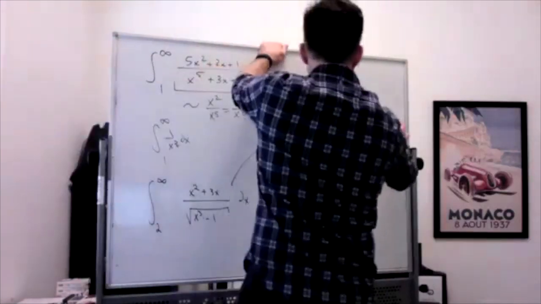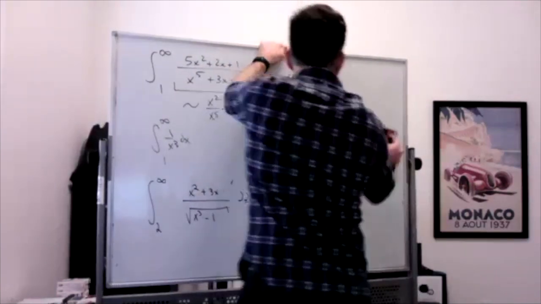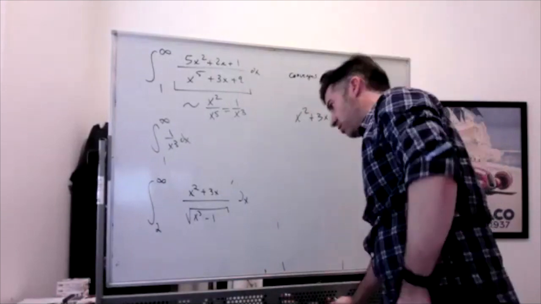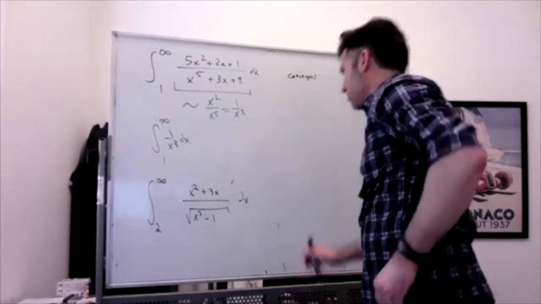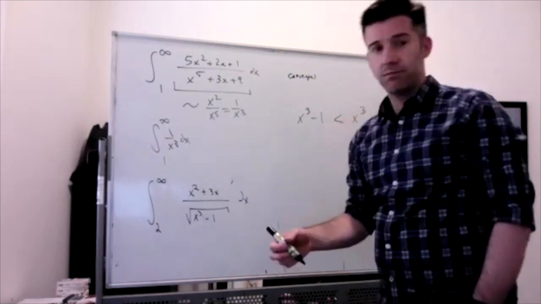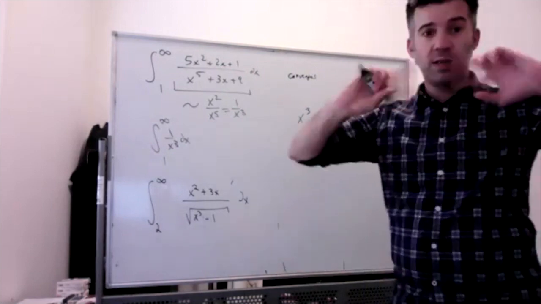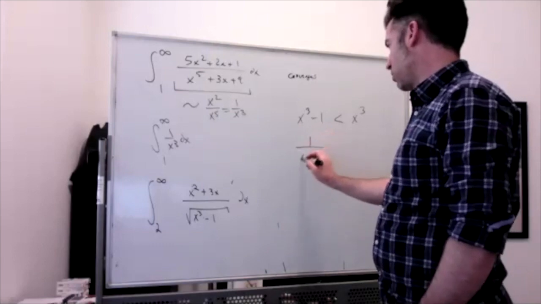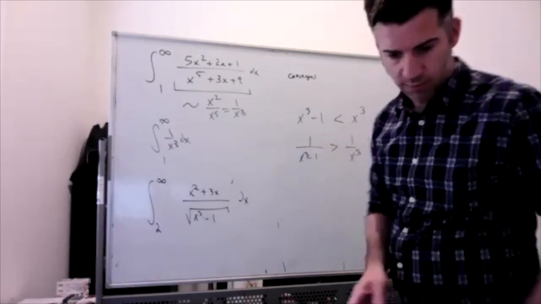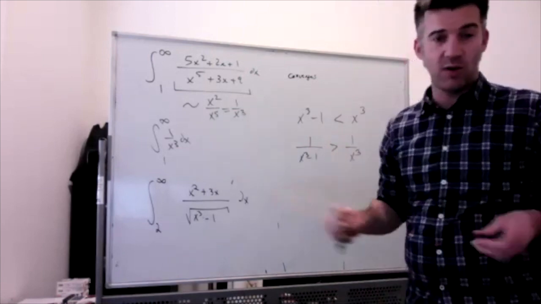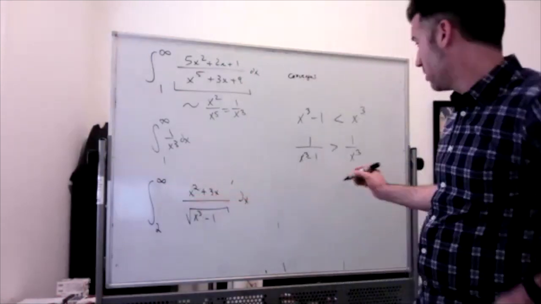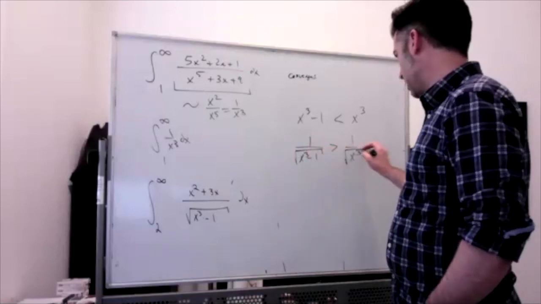Let me show you. Actually, let me start with this. x cubed minus 1 is less than x cubed. Check. When you take the reciprocal of both sides, you change the order of the inequality. Check. Square rooting both sides doesn't change the inequality as long as everything's positive. And since we're between 2 and infinity, all these things are positive, so you can slap on a square root there and still be safe.